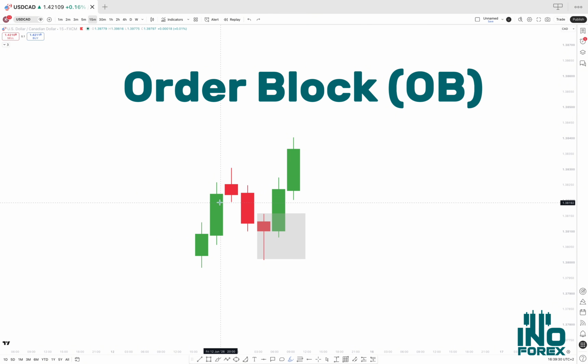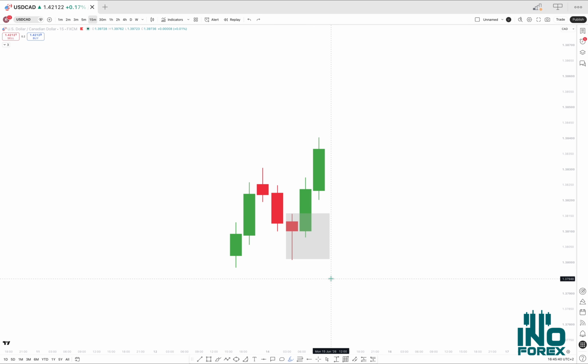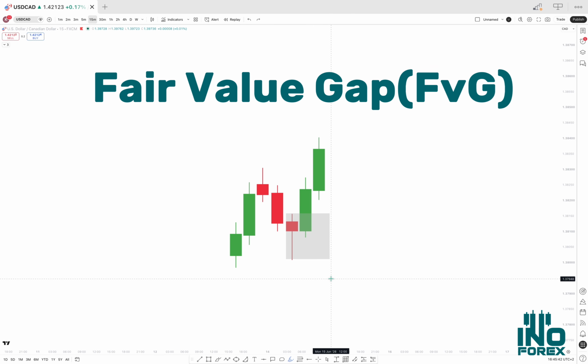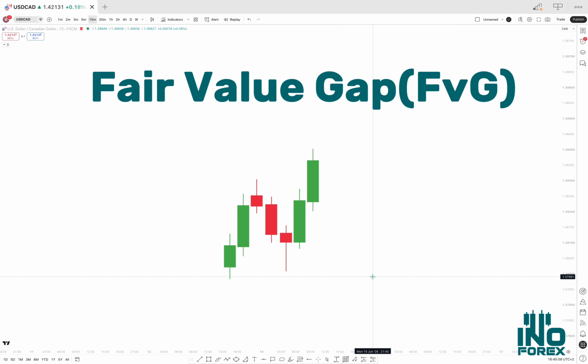So the question is this one: how you can find the order block which has a high probability to push the market? That's what I'm going to share with you. So a high probability order block is the order block which has a fair value gap. So how you can find a fair value gap in the market? Let me show you. So what is a fair value gap? I'm going to show you how you can find another block which has a fair value gap.